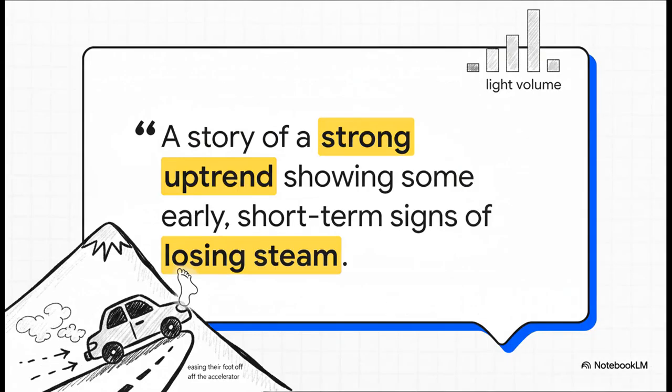So when you put it all together, what's the story the data is telling us? It's this. We have a very strong, very well-established uptrend. The car is clearly moving up the mountain. But there are some early signs, like that light volume and a few minor indicators, that suggest the driver might be easing their foot off the accelerator just a little bit.